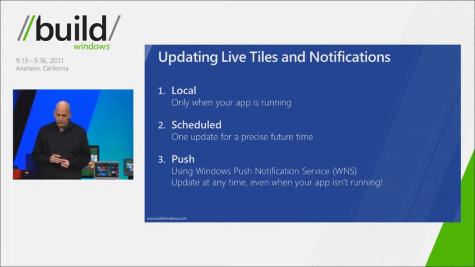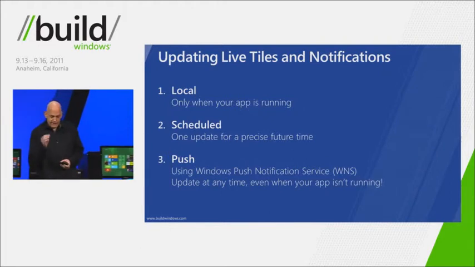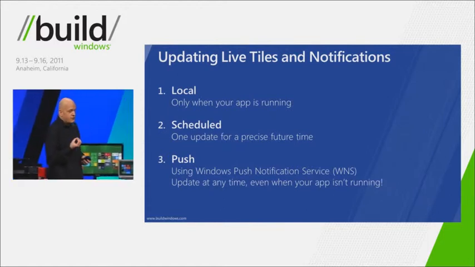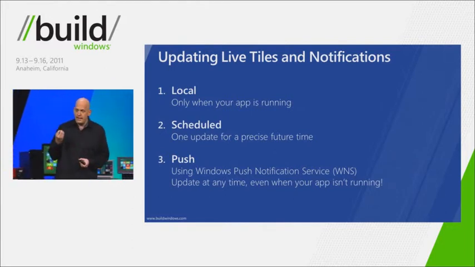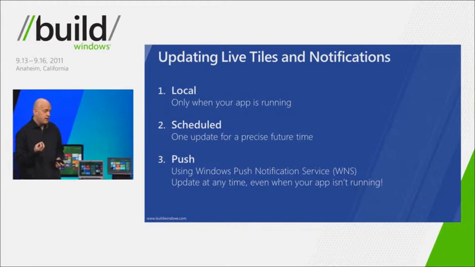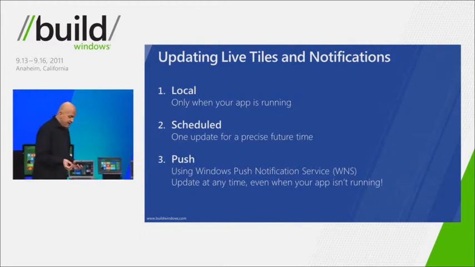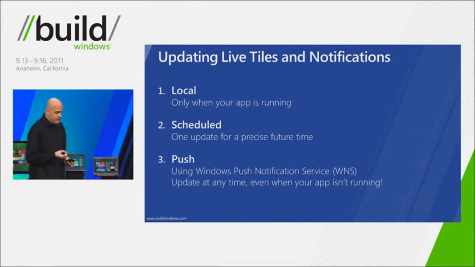The second is scheduled, which means you choose a specific point in time in the future. Like the alarm clock knows that it's going to fire a notification at 8 o'clock tonight. It tells Windows that, and Windows takes care of it in the background. And the third one is using the push notification service, WNS. This is actually the way that most of you are going to end up doing aliveness and connectedness in your apps. I'm not talking about it in detail here, although there are several sessions about this.